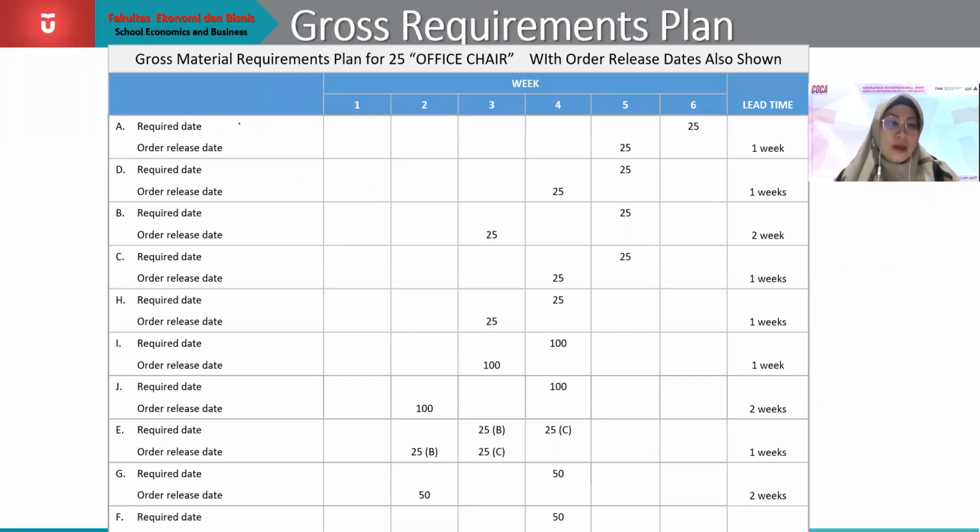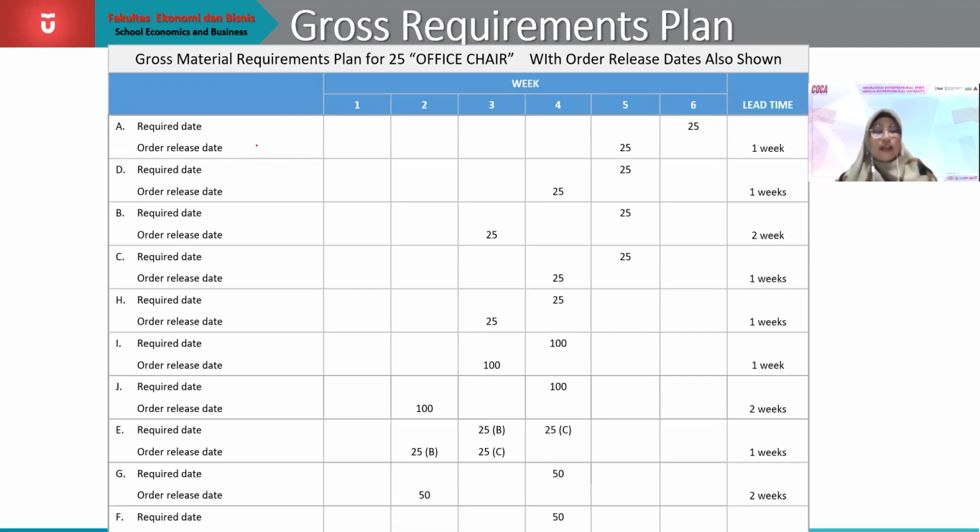So in the material requirement, you already need two pieces of information. The first is the required date, and the second is the order release date. Required date is when this product must finish, and order release date means when this product must start to be produced, or start to be bought, or start to be assembled. So this is the starting point, this is the finish.